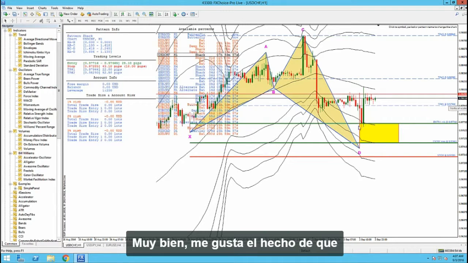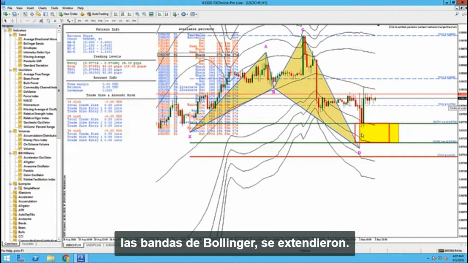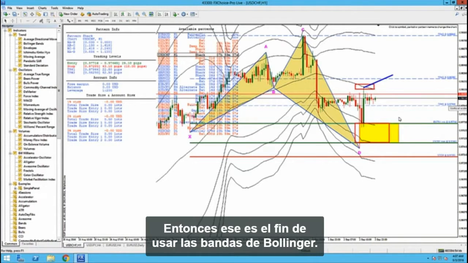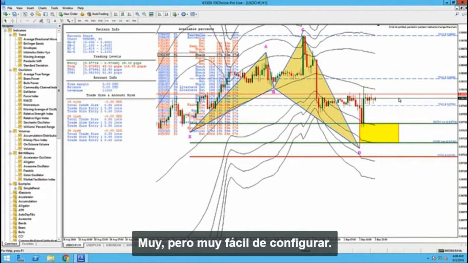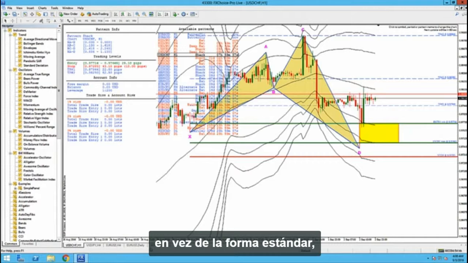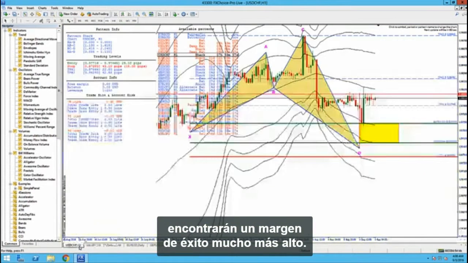All right, I like the fact that the entry points are within the Bollinger Bands. They extended, and as you can see, it tested back to the mean or the moving average. So that's the intention of using Bollinger Bands. Very, very easy to set up. Just watch the video again, and using them this way rather than the standard way, you'll find a much higher success ratio.